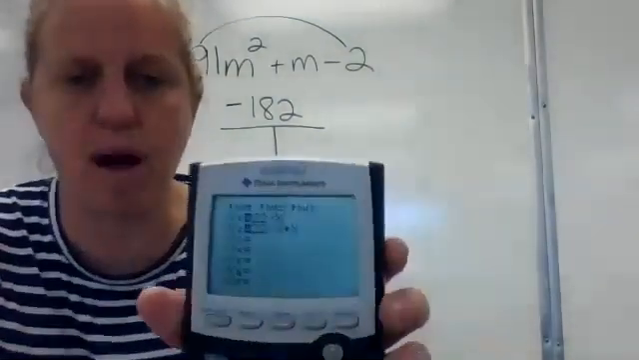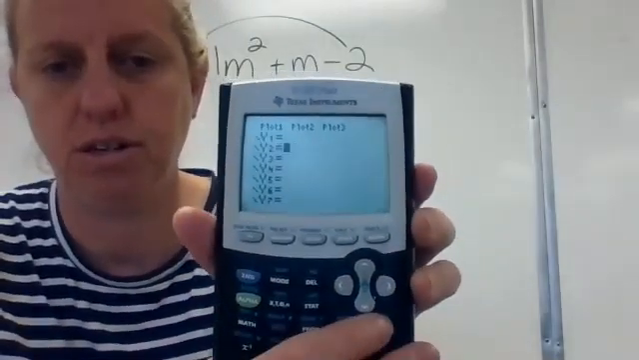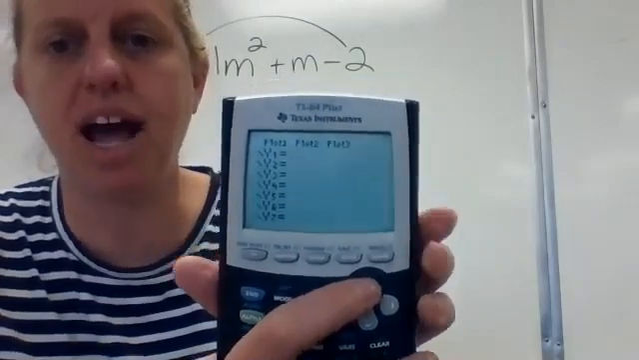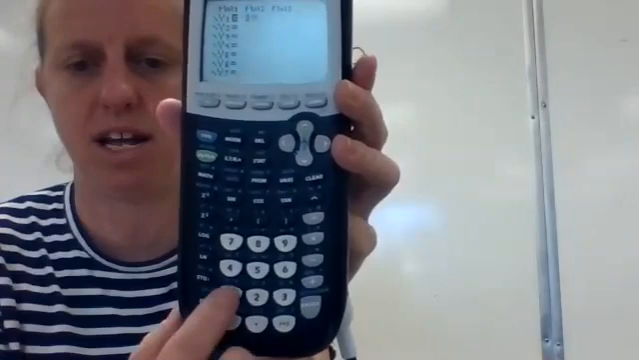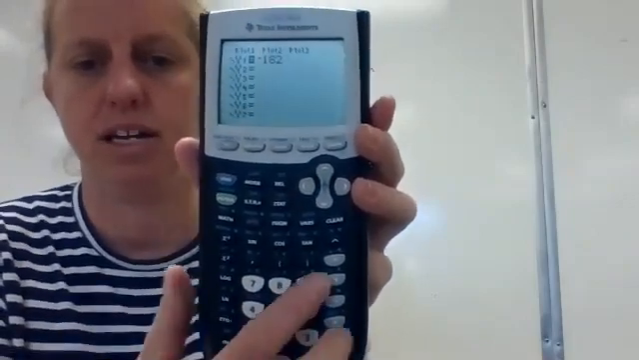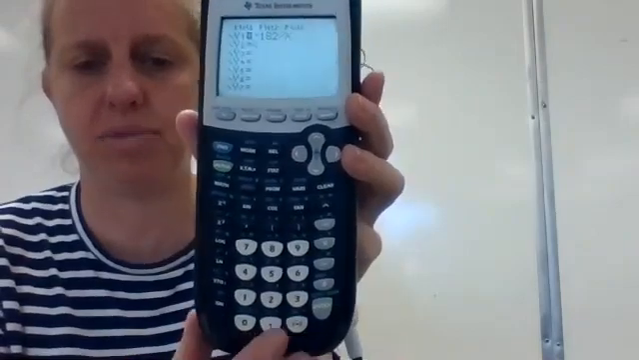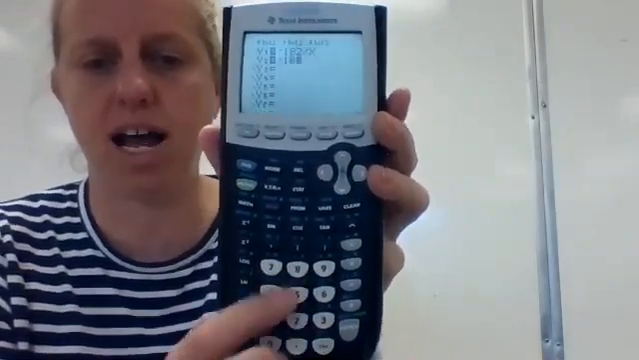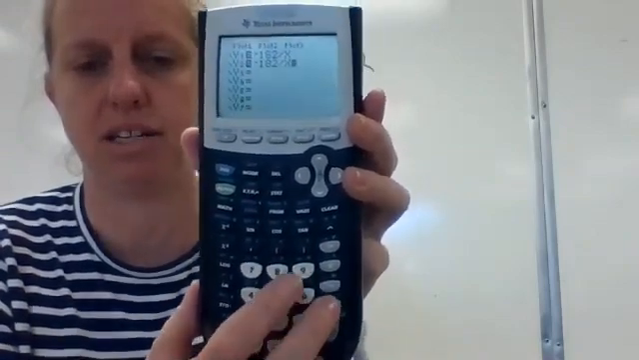So that's when I go to my y equals and put in the negative 182. Don't forget your negative down here. Negative 182 divided by x. And then do the same thing. Negative 182 divided by x plus x.